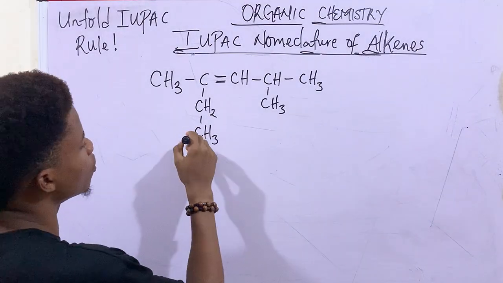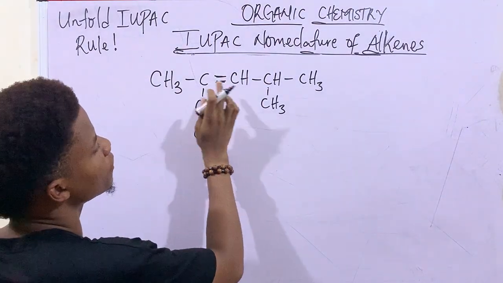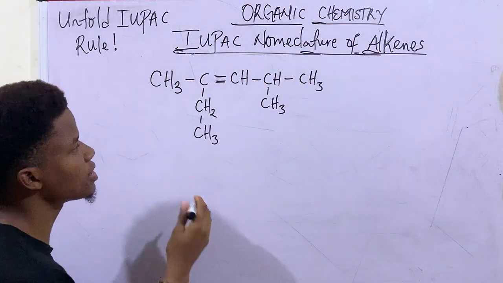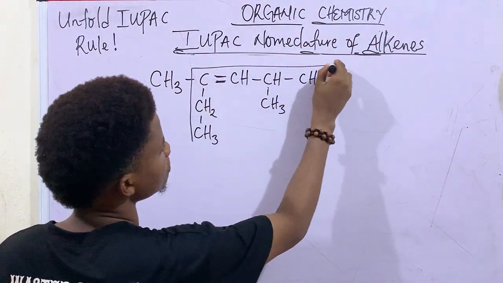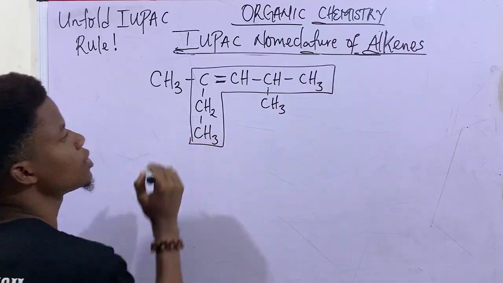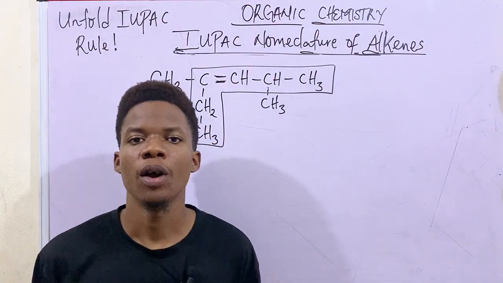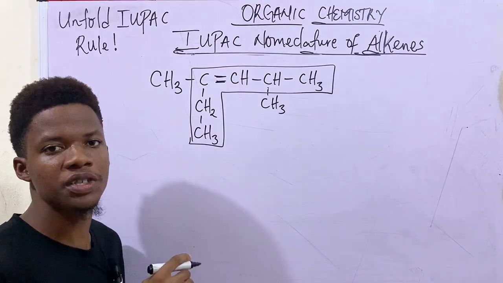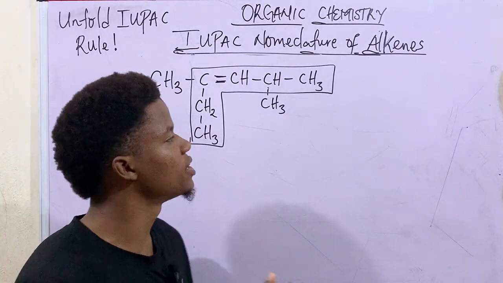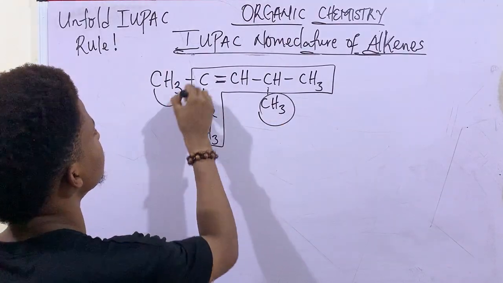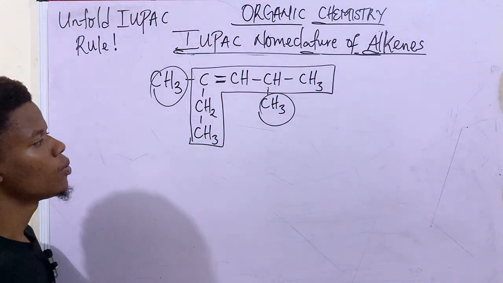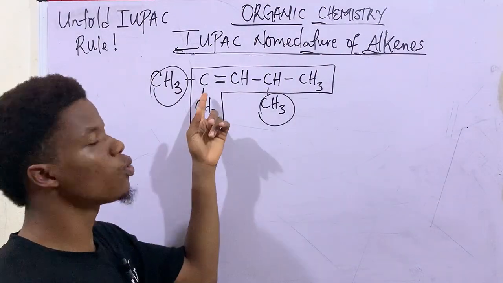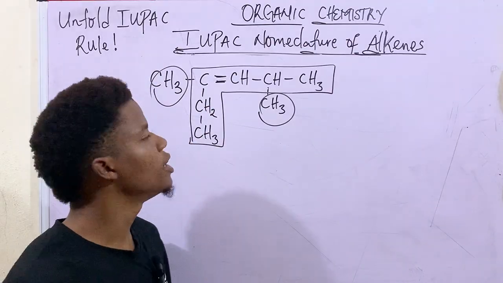Now, we can either go like this: 1, 2, 3, 4, 5, 6, or we can go like this: 1, 2, 3, 4, 5, 6. But let's just go like this. So now we have gotten what? We've gotten our parent chain. Those groups not part of the parent chain, they are called what? Substituents. So this is a substituent, and this is another substituent. Now, watch this. Let us number to give the least possible value to the carbons carrying the double bond.